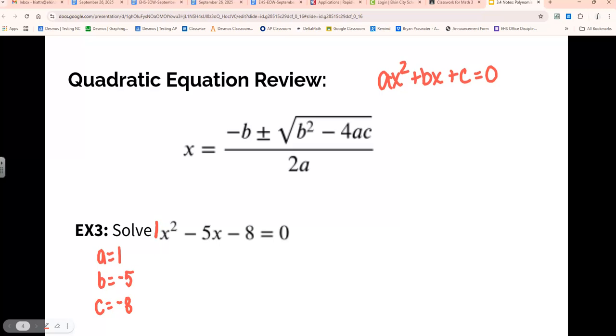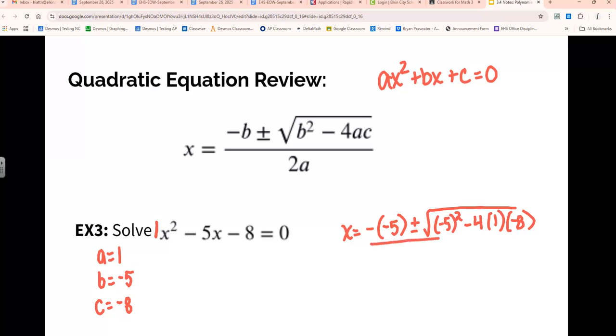So if I want to solve this here, I could say that x is going to equal -b, which is -5 here, or some people will say the opposite of b, so it changes signs there because negative becomes positive, plus or minus the square root of b squared. Make sure you put parentheses around this right here or it will not give you the correct answer. Minus 4 times a, which is 1, times c, which is negative 8, all over 2 times a, which is 1.